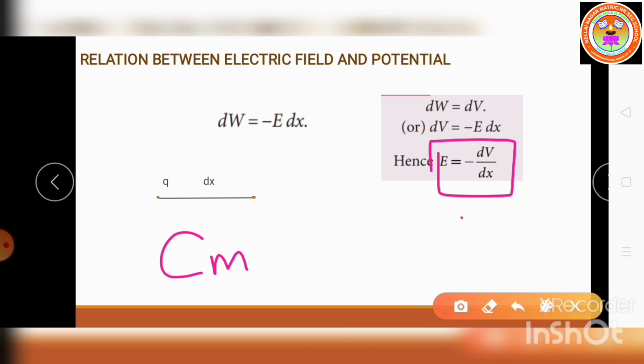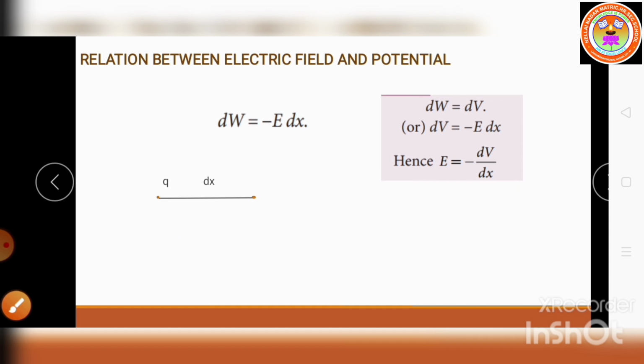V is volt, the unit of the potential, divided by distance, which is meter. So another unit of the electric field is volt per meter. Already we know newton per coulomb. Now the new unit is volt per meter. This is also marked for 1 mark. So we are getting E is equal to minus dV by dx.